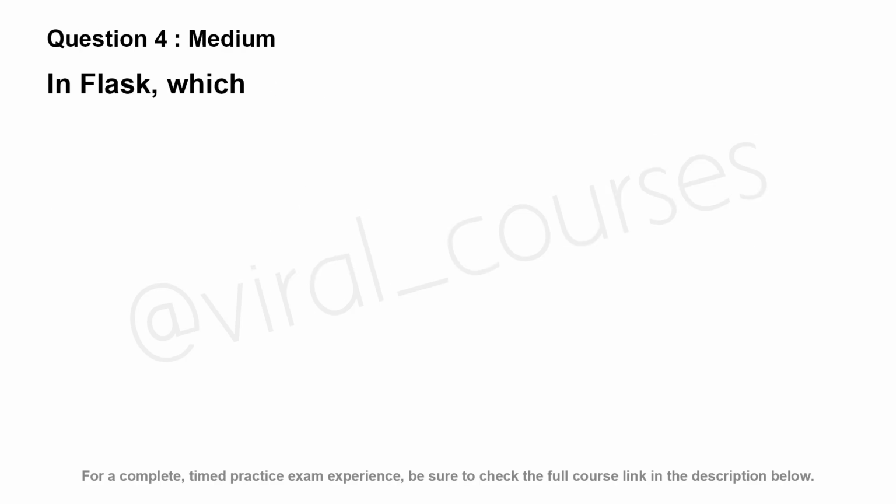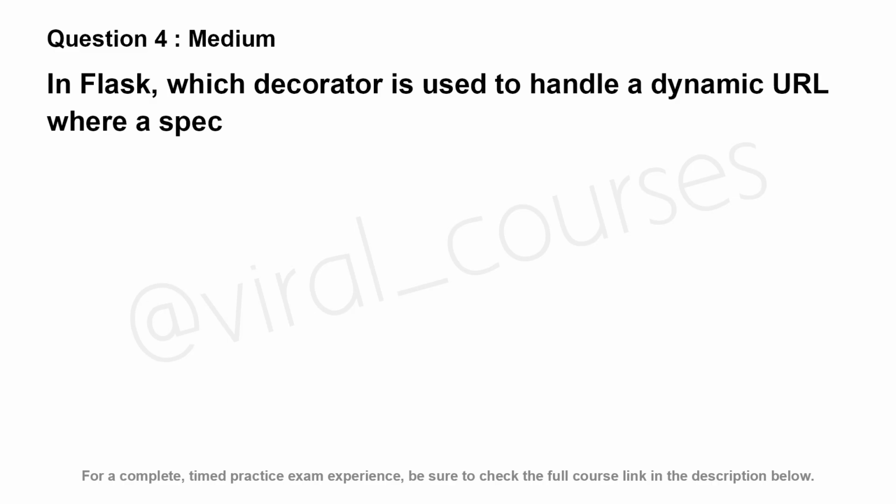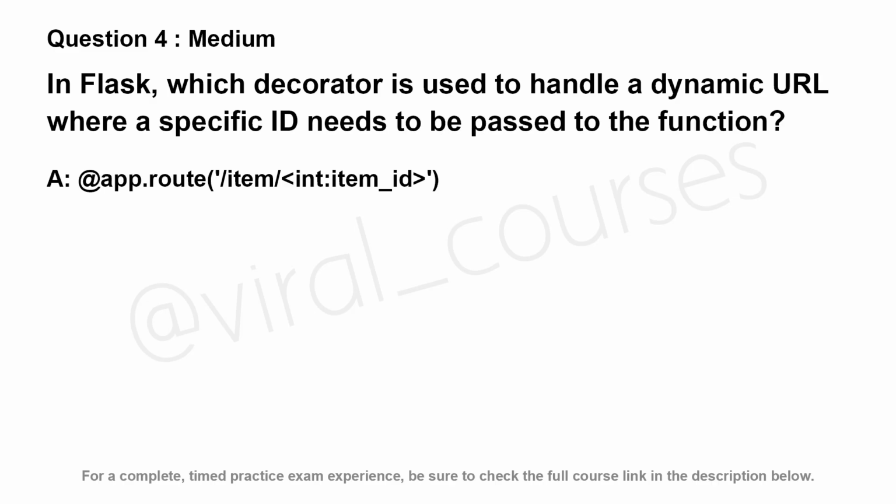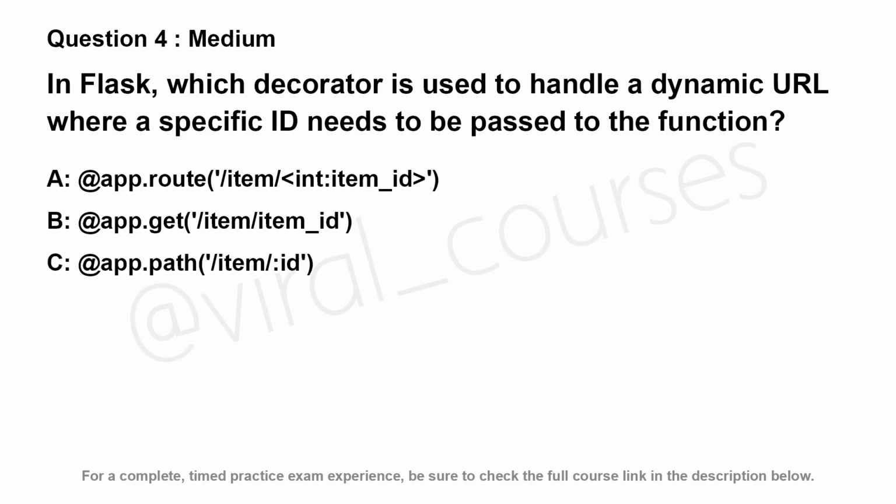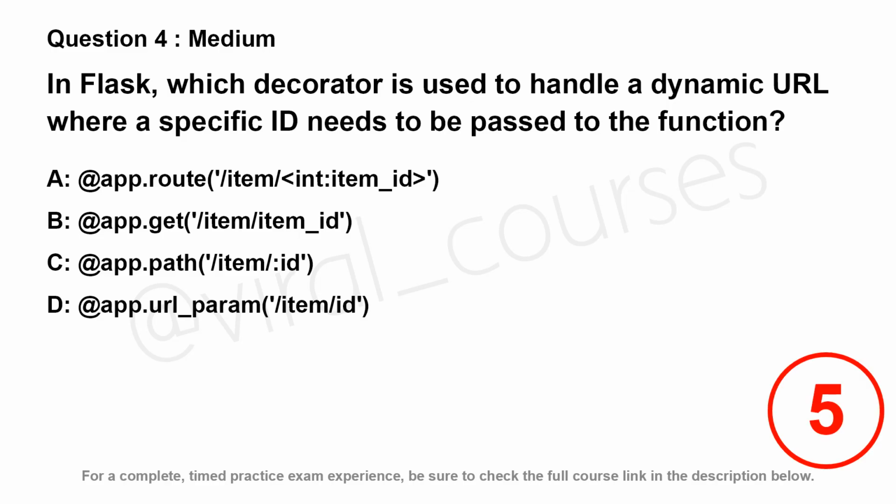In Flask, which decorator is used to handle a dynamic URL where a specific ID needs to be passed to the function? Option A, @app.route('/item/<int:item_id>'). Option B, @app.get('/item_id'). Option C, @app.path('/item/id'). Option D, @app.url_param('/item/id').